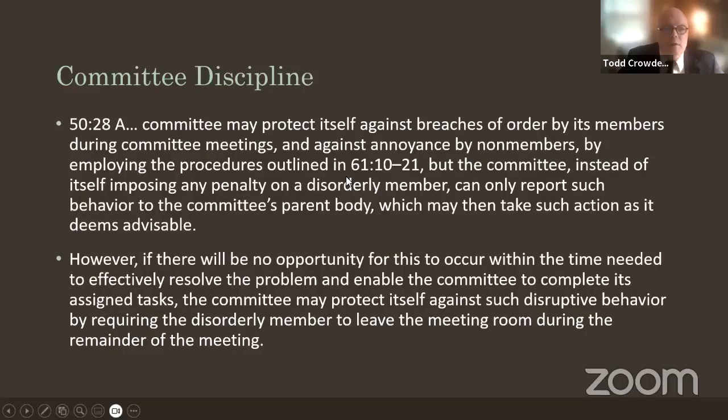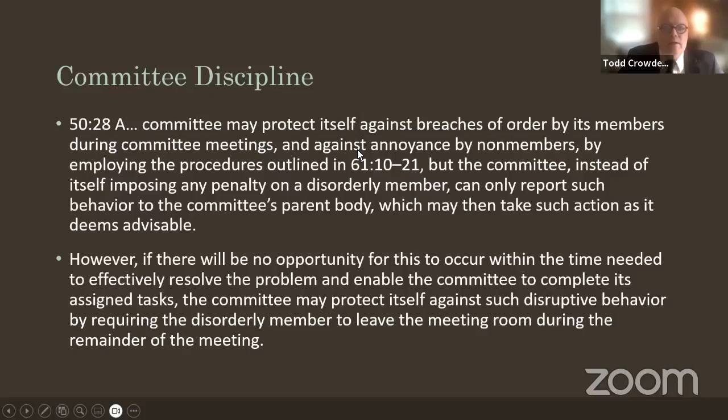Committee discipline. This is where I said earlier we get to this. A committee may protect itself against breaches of order by its members. Even though it can't make rules or limit debate, that doesn't go so far as to say it has to be the victim of an unruly member. It can protect itself against breaches of order by its members during committee meetings and against annoyance by non-members by employing the procedures outlined in 61:10 through 21.